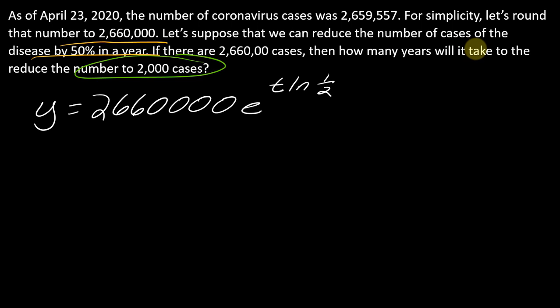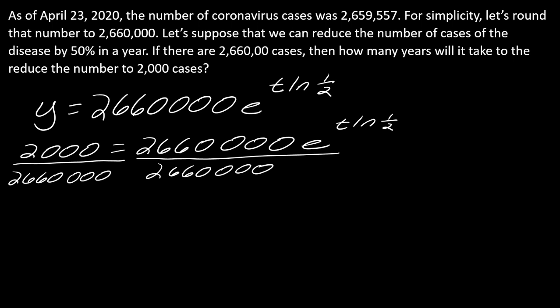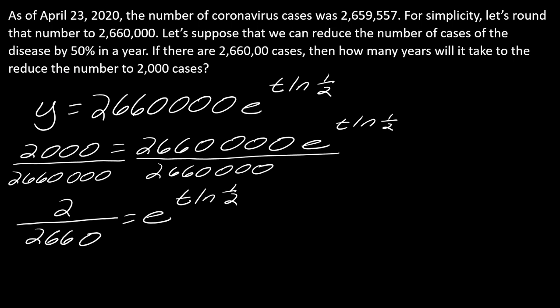So this is asking how many years it will take to get the number to 2,000 cases. So the 2,000 needs to go here for the y. If I plug that in, I get this situation. And now I can see that I have to just solve for t. To solve for t, I can divide both sides by that 2,660,000. I'm going to leave this in its fractional form for a moment, so I can reduce that fraction to 2 over 2,660.